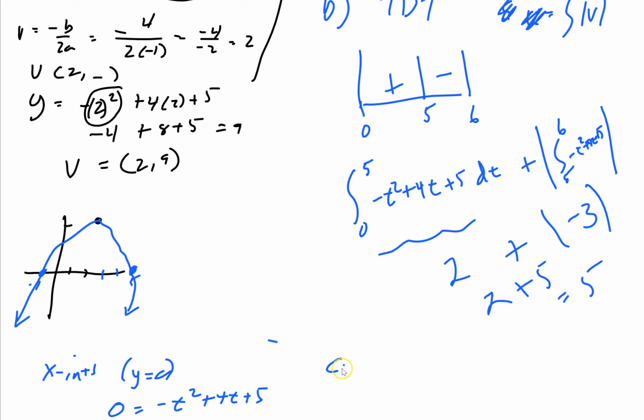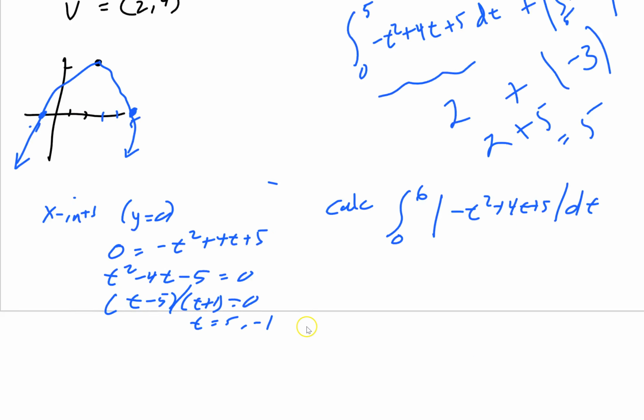If you're going to do it with the calculator, then all you do is plug that into your calculator. You can literally plug in 0 to 6, absolute value of your integral. You plug that in your calculator. So that's how you do it.